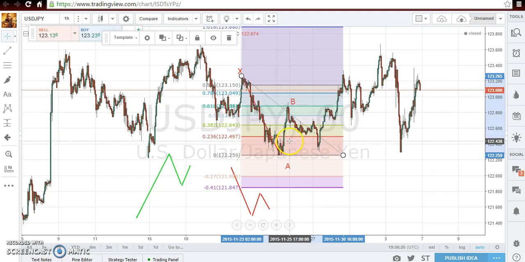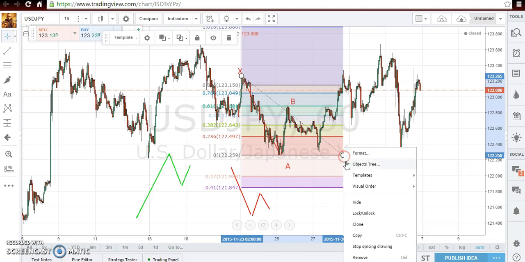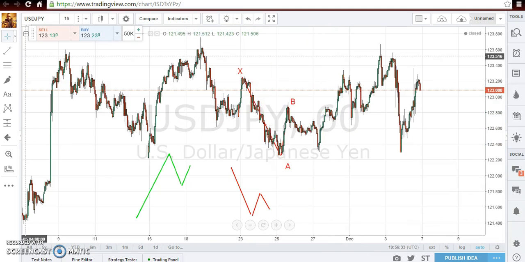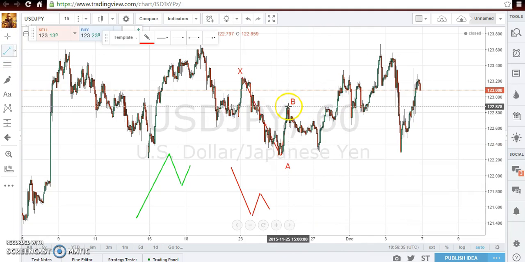So far so good. Our X to A leg and A to B leg is valid for a bearish Gartley pattern. So now we move on to the next rule. I'm going to bring in another leg, which is my B to C leg.